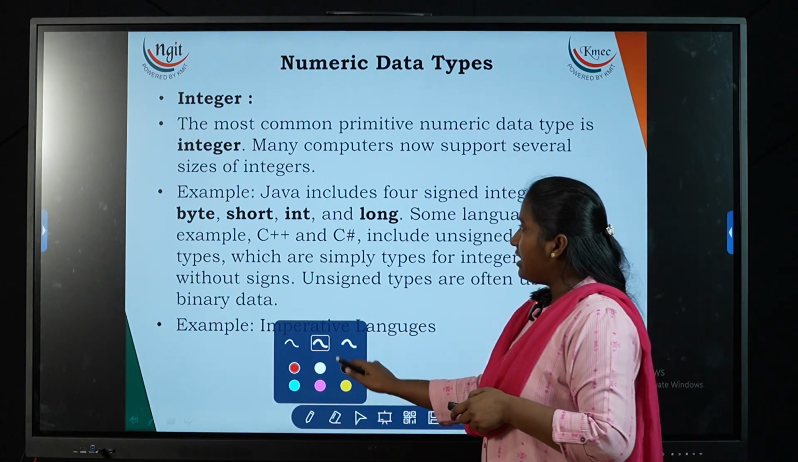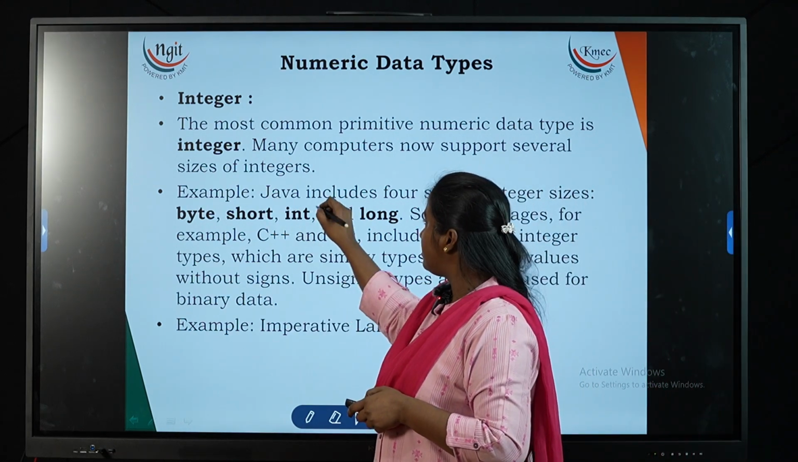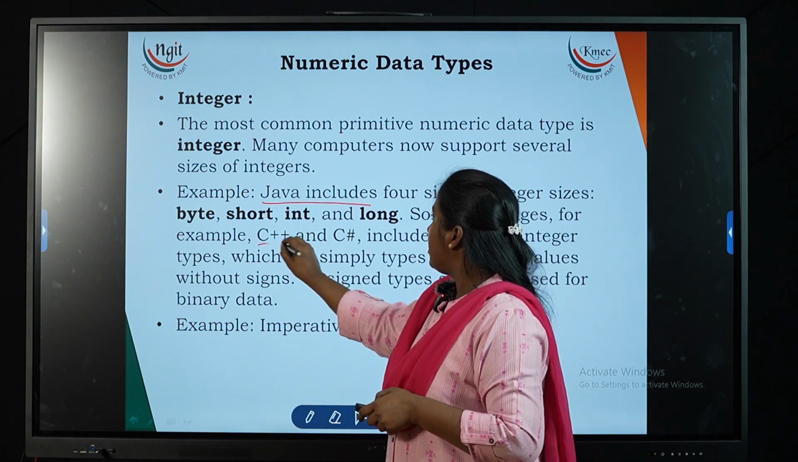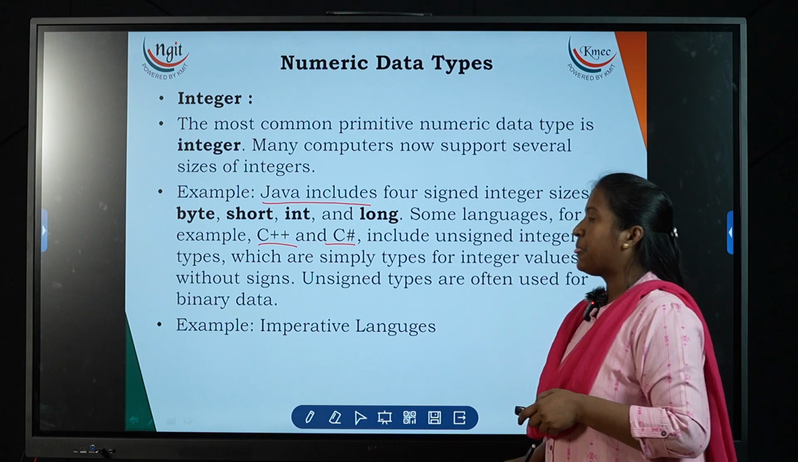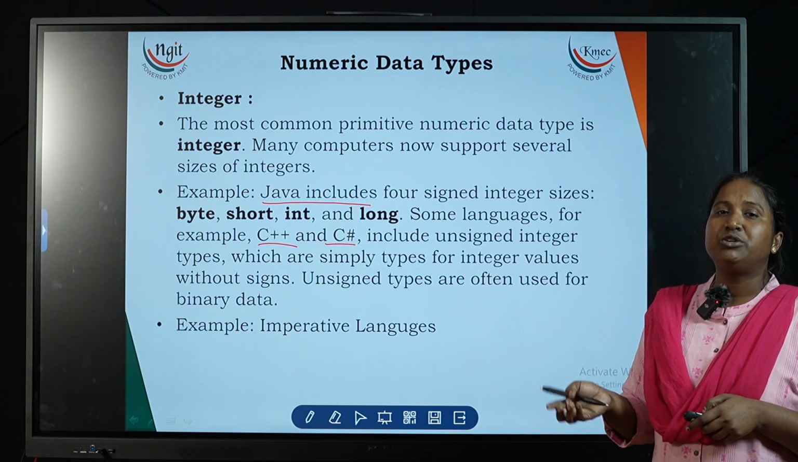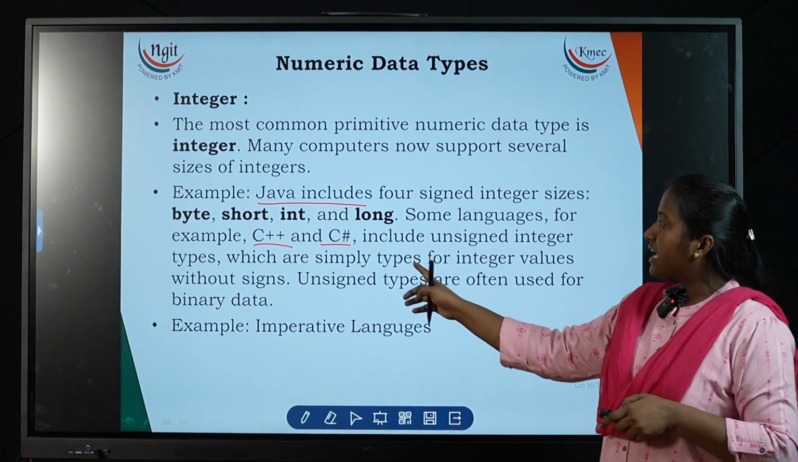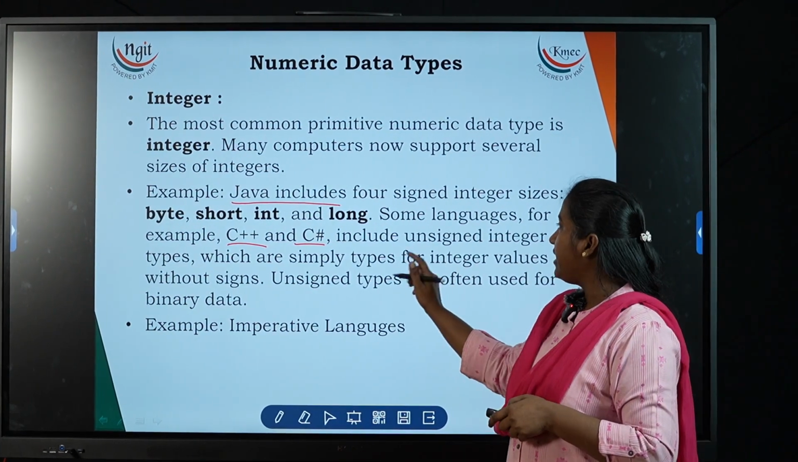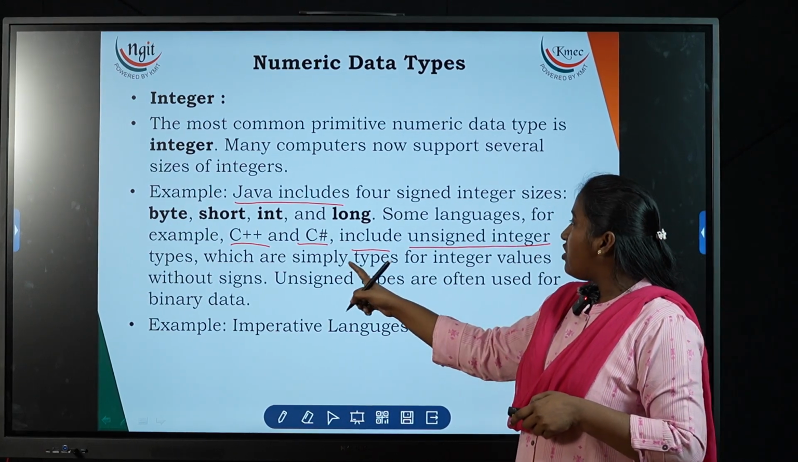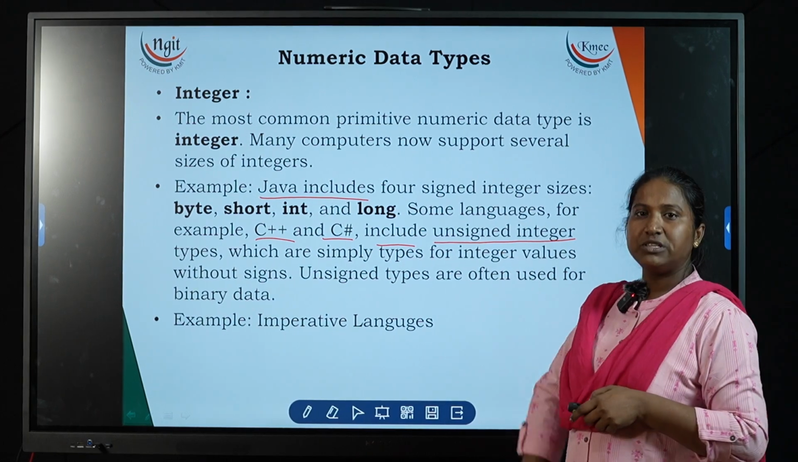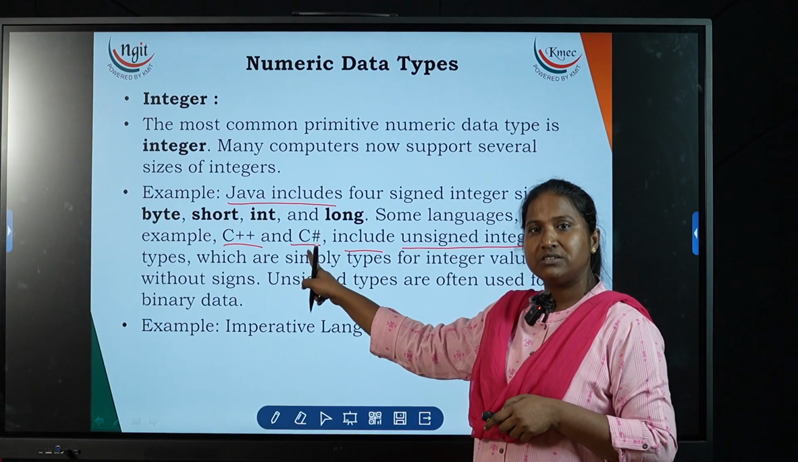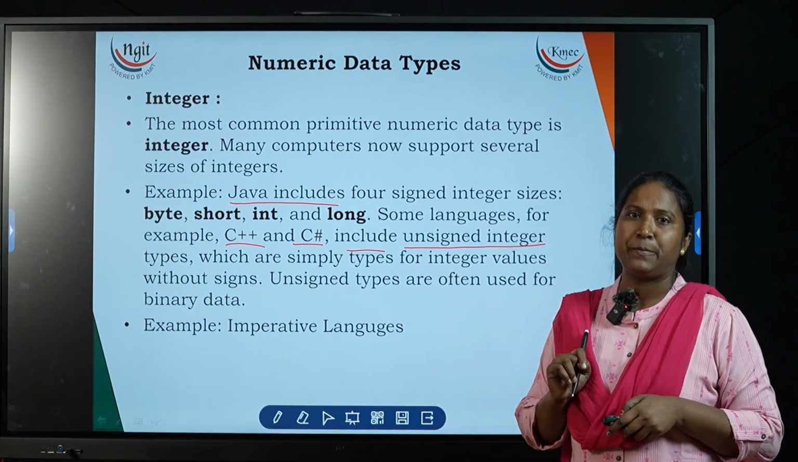And not only Java, there are other programming languages which also accept this, C++ and C#. These two programming languages also allow the user to define primitive data types. In the case of C++ and C#, it includes unsigned integer types, which are simply types of integer values without sign. And especially unsigned integers in these two languages will represent binary data.